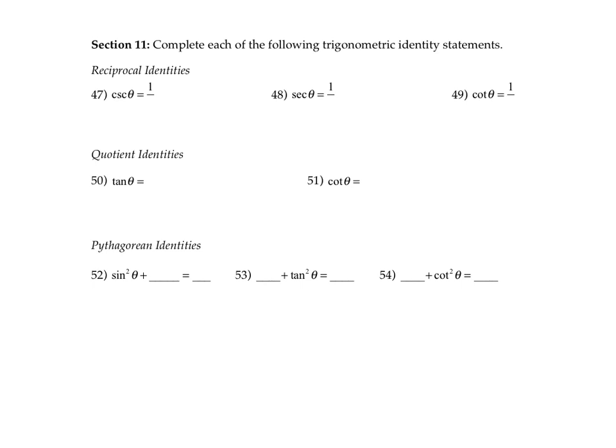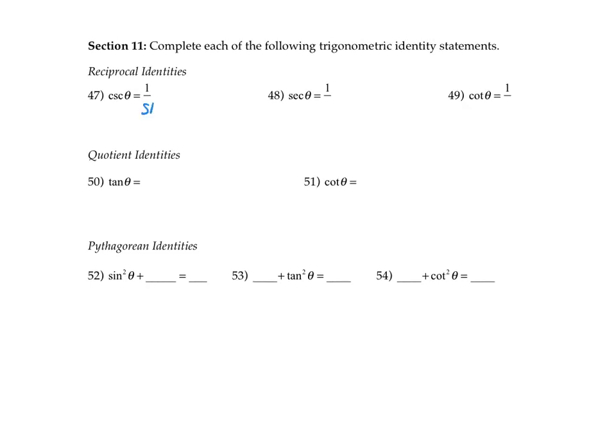Okay, in section 11, we are completing the trig identities. So the reciprocal identities, as I mentioned in the previous questions, we did cosecant, and it's 1 divided by the sine of theta. Secant is 1 over cosine theta. So secant and cosine are reciprocal identities, and cotangent is 1 over tangent theta. Our quotient identities, tangent is equal to sine theta over cosine theta. Cotangent is equal to cosine theta over sine theta.